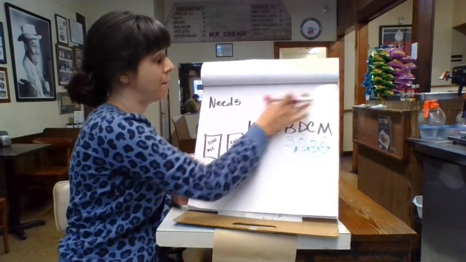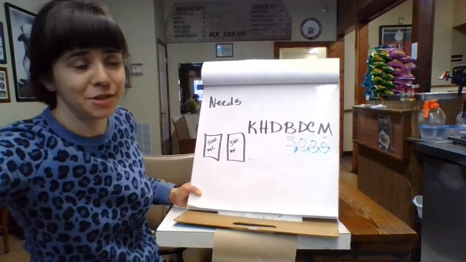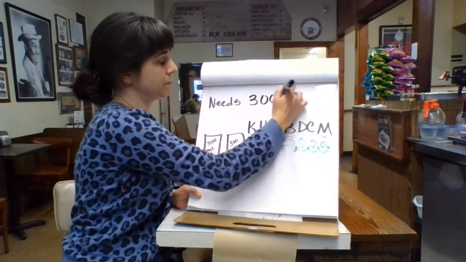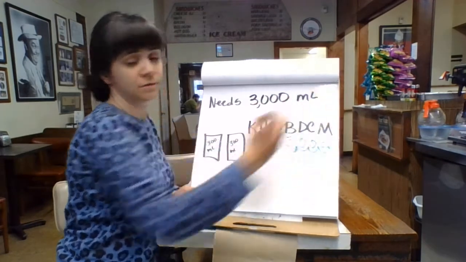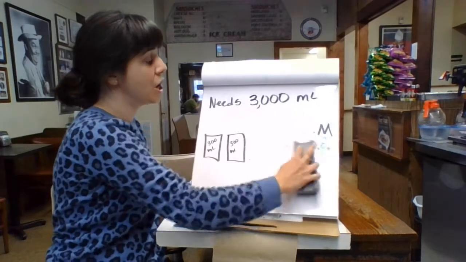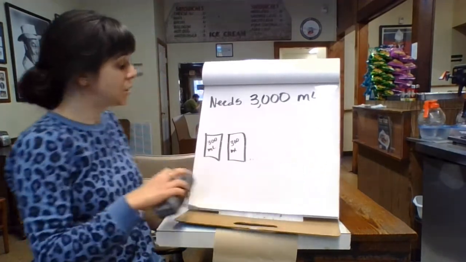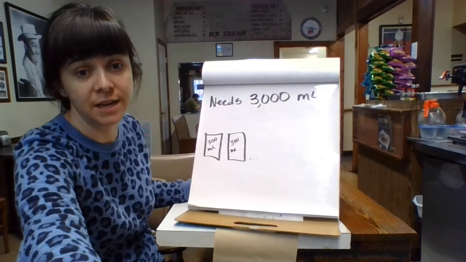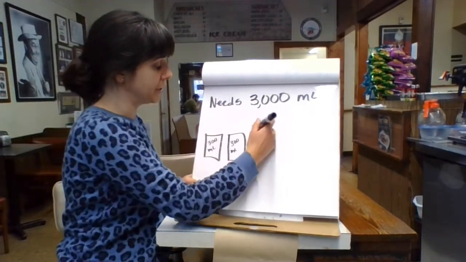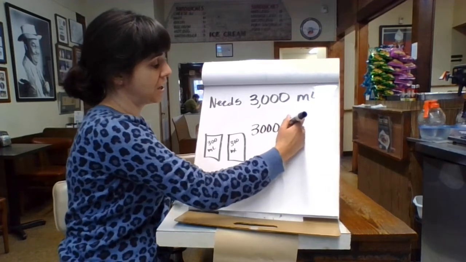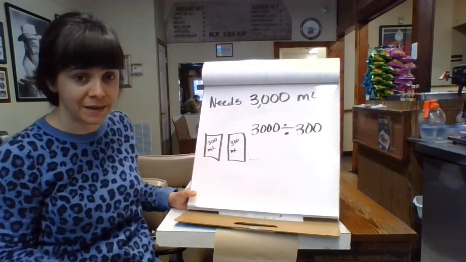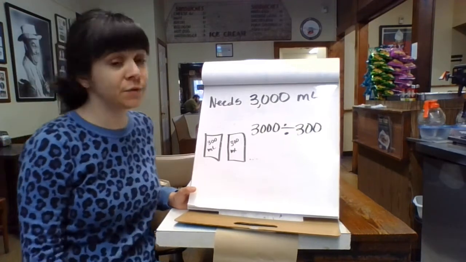So I'm just going to rewrite my problem. I keep changing colors. So she needs 3,000 milliliters. Okay, now every can that she buys has 300 milliliters. So we want to know how many cans she needs. So basically we're saying 3,000 milliliters, and if each can holds 300 and we're seeing how many groups of 300, we're basically dividing.